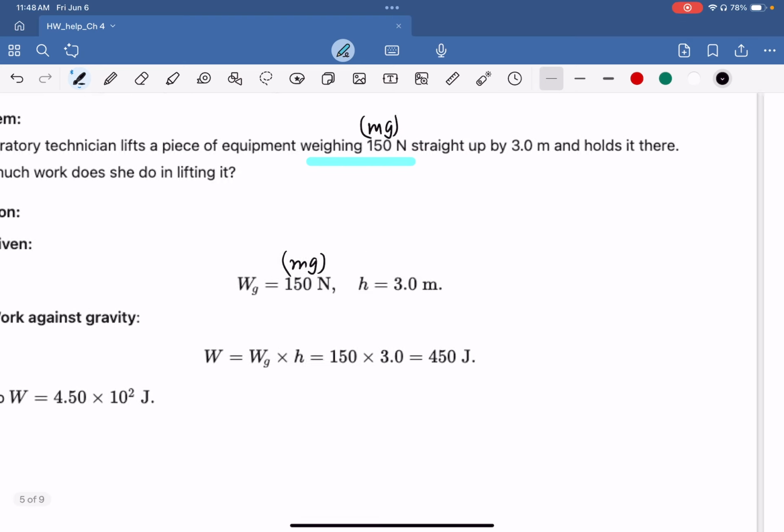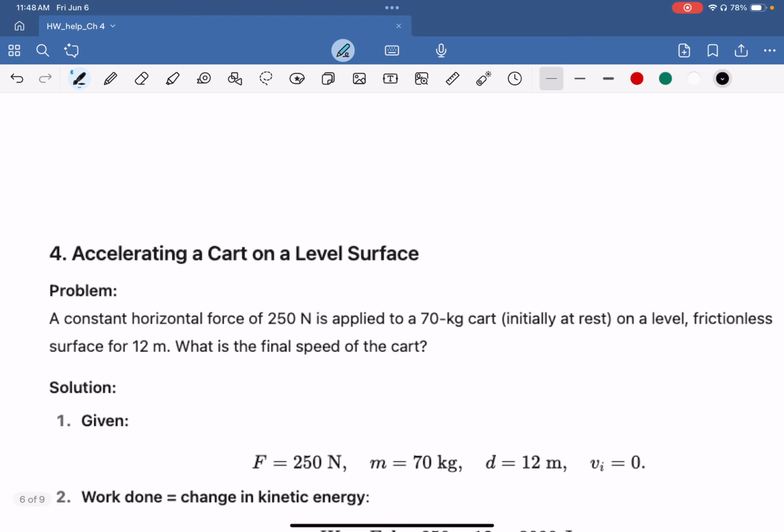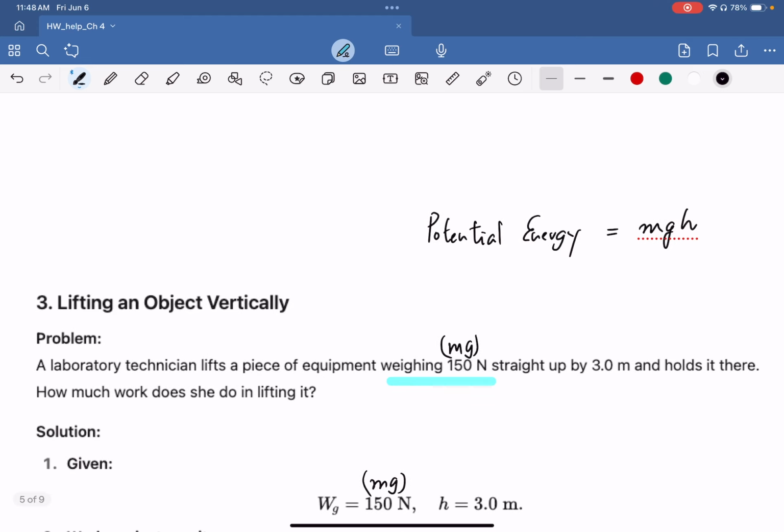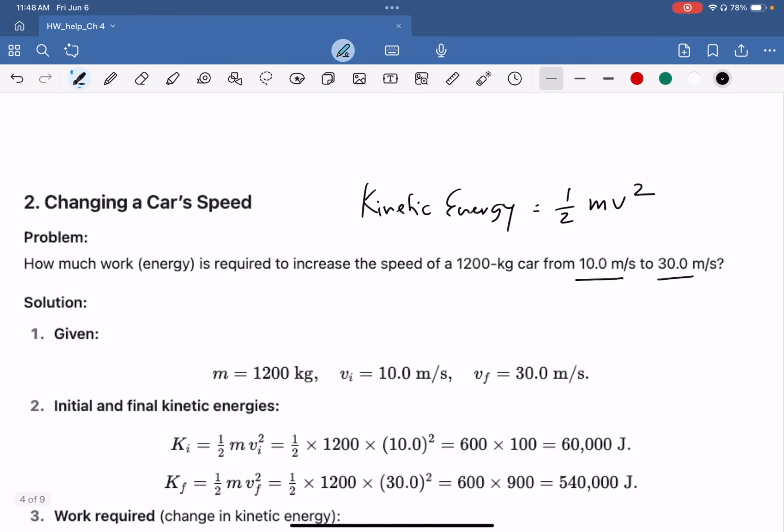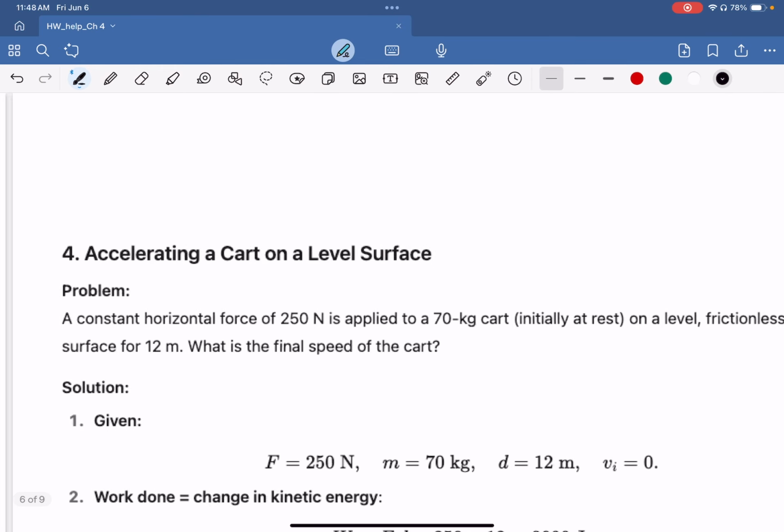That's number two. Number three. Oh, we moved to number four. So I think I missed number two. Oh no, 2, 3, 4. I was right.